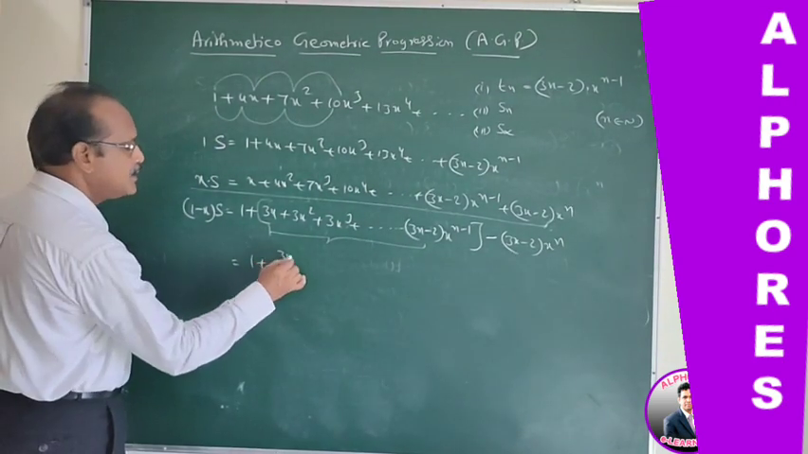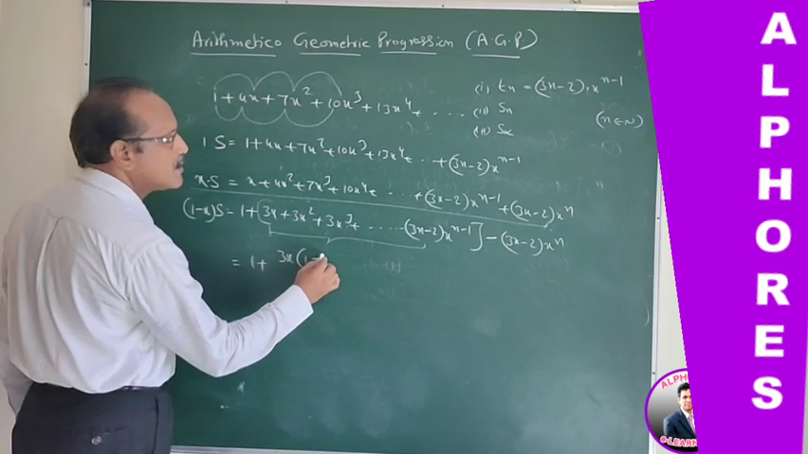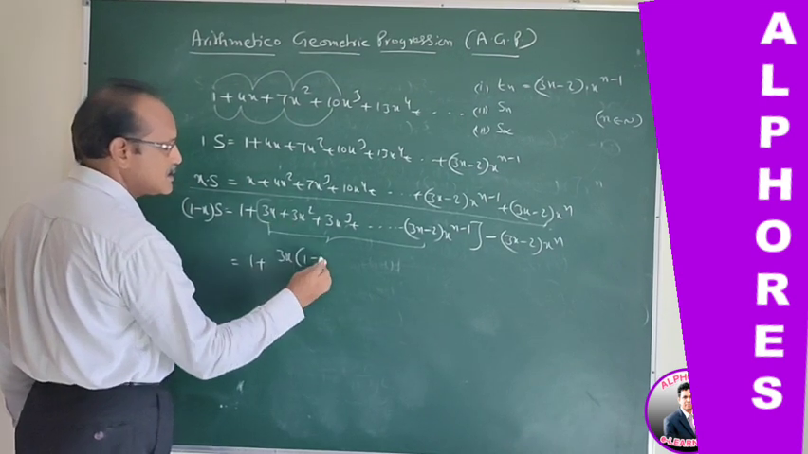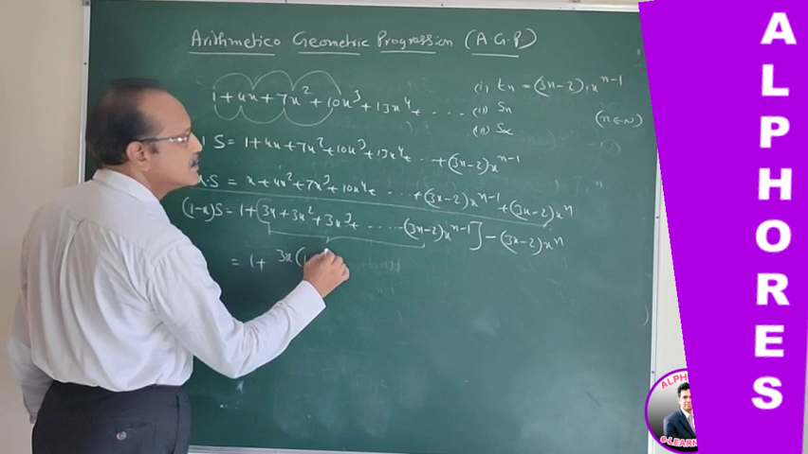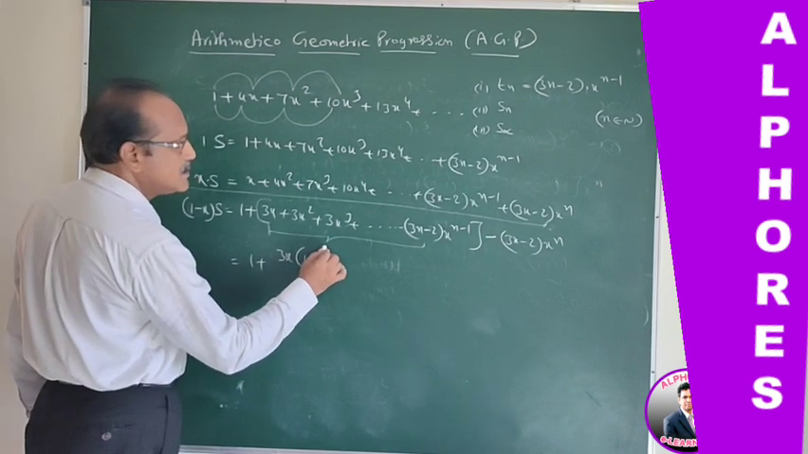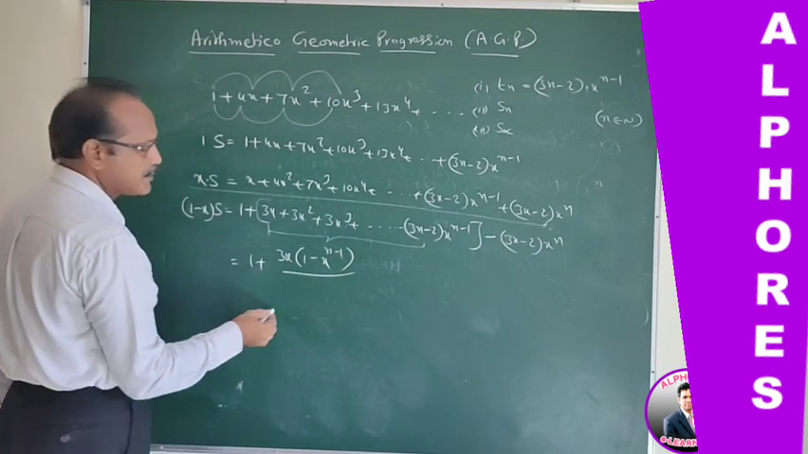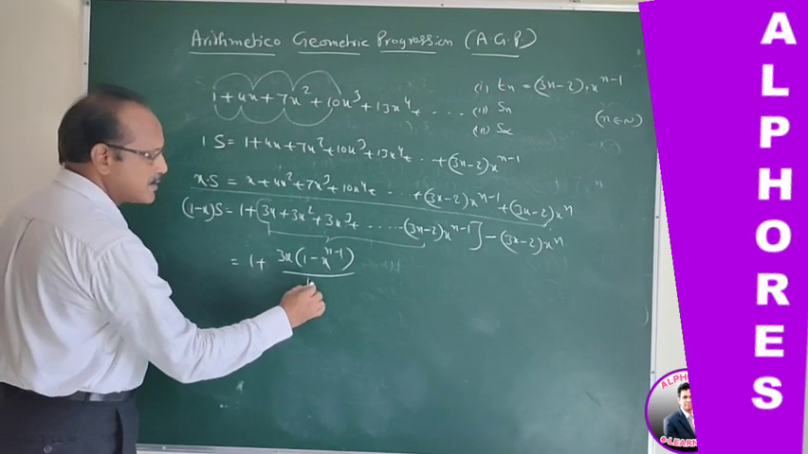That is a into 1 minus r power n, where r is x, n is the number of terms, divided by 1 minus r.